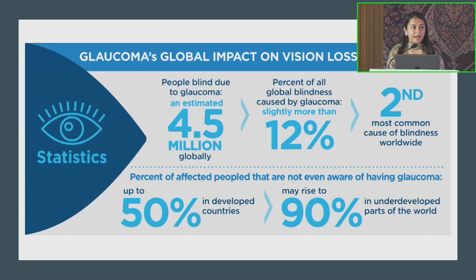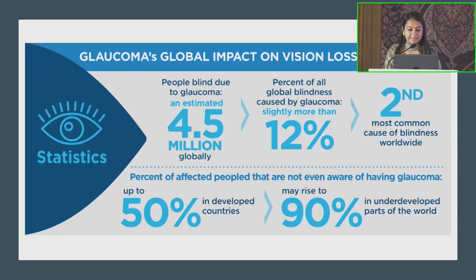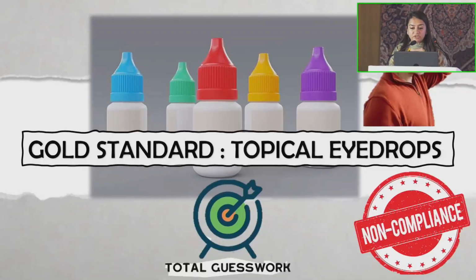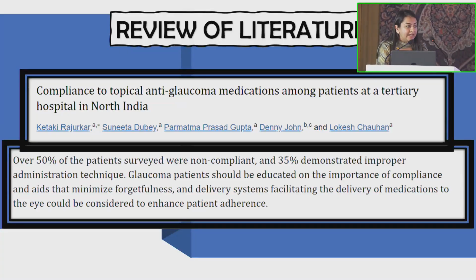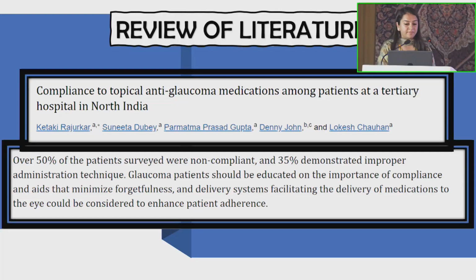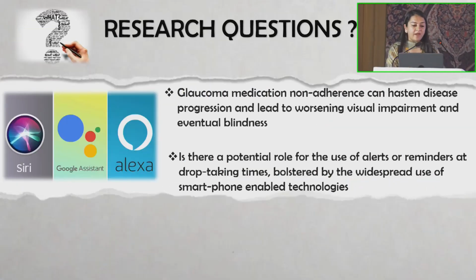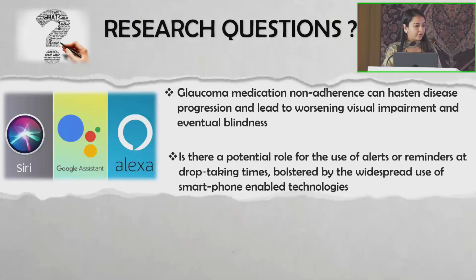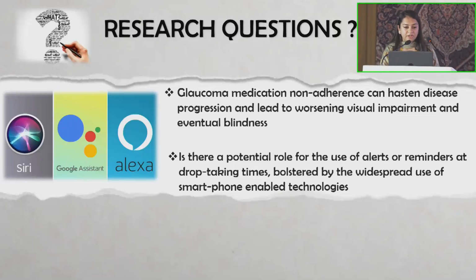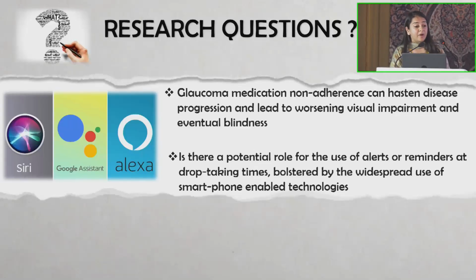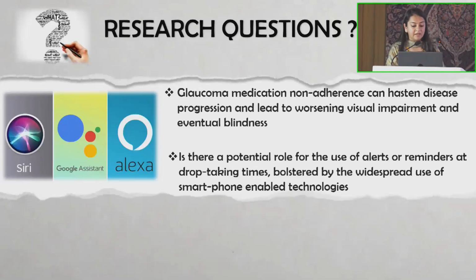We all know that glaucoma has a huge impact on vision loss and blindness, and it is the second most common cause of blindness worldwide. And topical medications are the gold standard, we all know. However, non-compliance is always a major issue, and literature suggests up to 50% non-compliance and 35% faulty administration in glaucoma patients. It is a known fact that if you don't adhere to medication, it can lead to progression and vision loss. So the research question we had was, is there any role of alerts or reminders at drop taking times, enabled by smartphone technologies, so that we can prevent this?